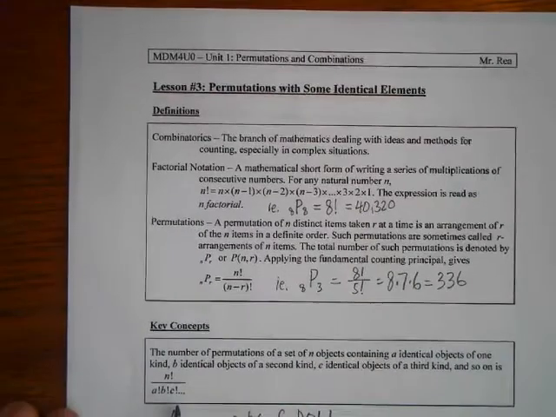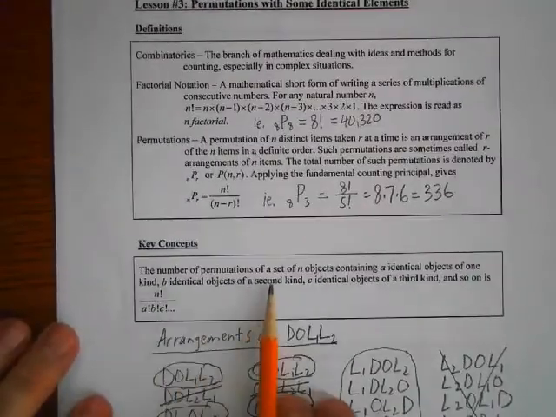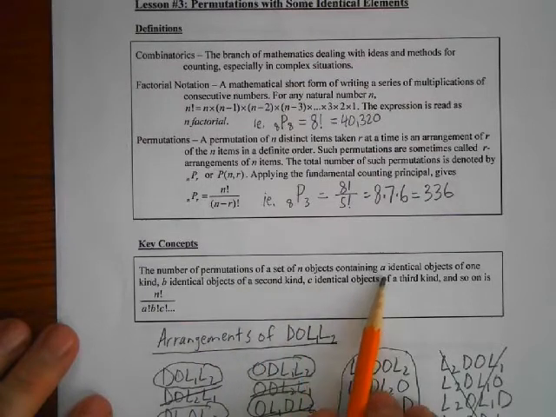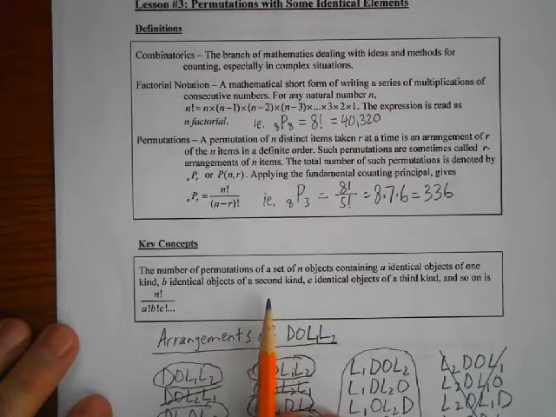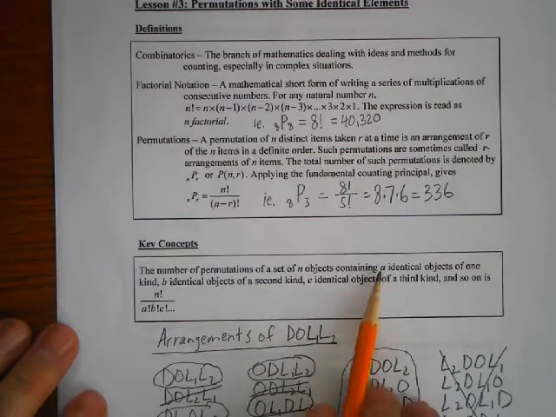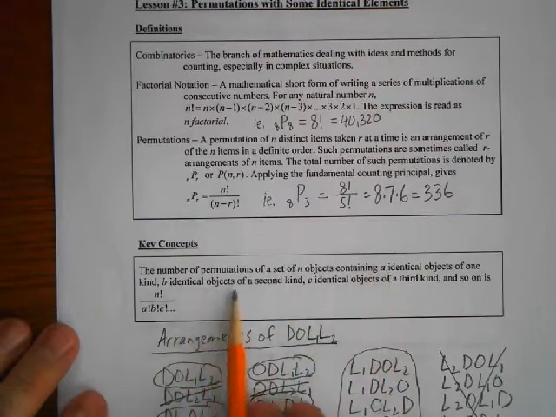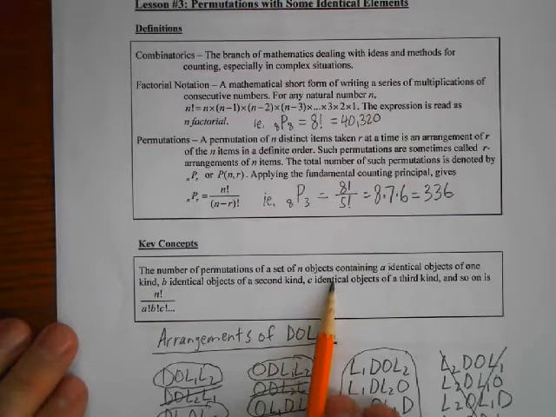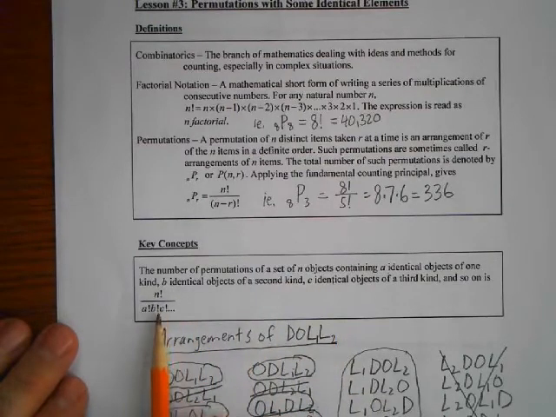So the number of permutations of a set of n objects containing a identical objects of one kind. So this is with multiple duplicates. So we got A duplicates, B duplicates, and C duplicates, all of a different letter or kind. The formula would be n factorial, which is the number of letters you start with, and you're dividing by each of the sets of duplicates, the factorial of that number.